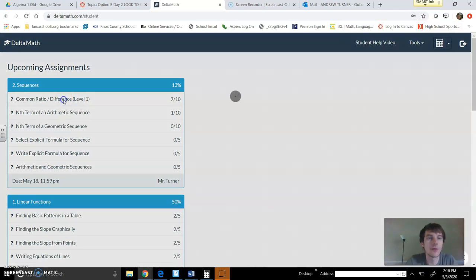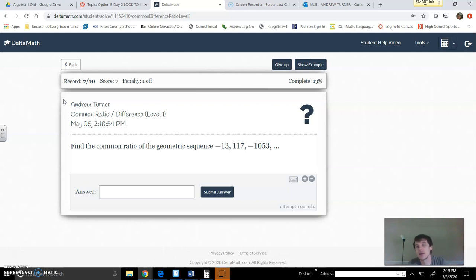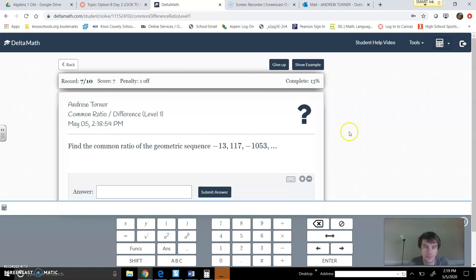I want to start over with sequences just from the beginning, just so that we can get a feel for it. Just review. So it says find the common ratio. Remember, when you have sequences, arithmetic and geometric, you have arithmetic, which is more of an adding or subtracting pattern, and geometric is more of a multiplication or division pattern.